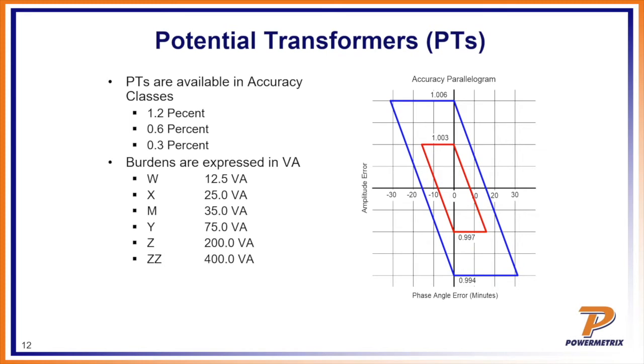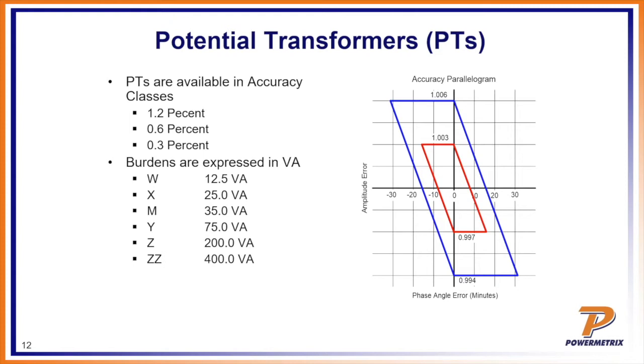So the typical accuracy classes, like I said, are 0.3 based on cost and budget. They do have 0.6% and 1.2%. And the burden expression is a little bit odd. They actually express it in letters, but the value that is always displayed is power, or VA. For example, a common one is a W, which is 12.5 VA. That would be a common PT you would use for low voltage application, maybe a light commercial industrial application.